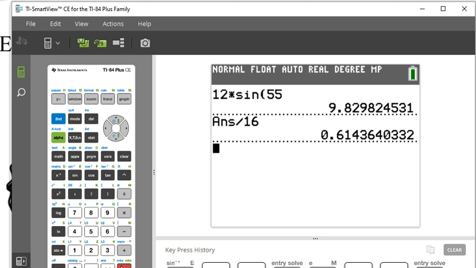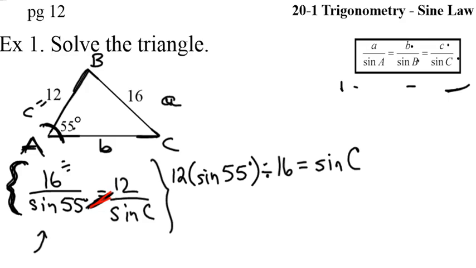Four decimal places is always best. 0.6144. That still equals sine of C. I need angle C. I have not calculated angle C. This decimal is sine of C.